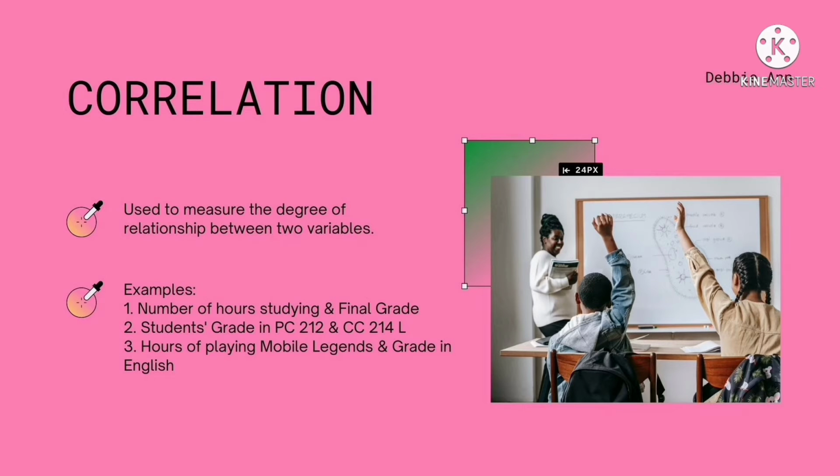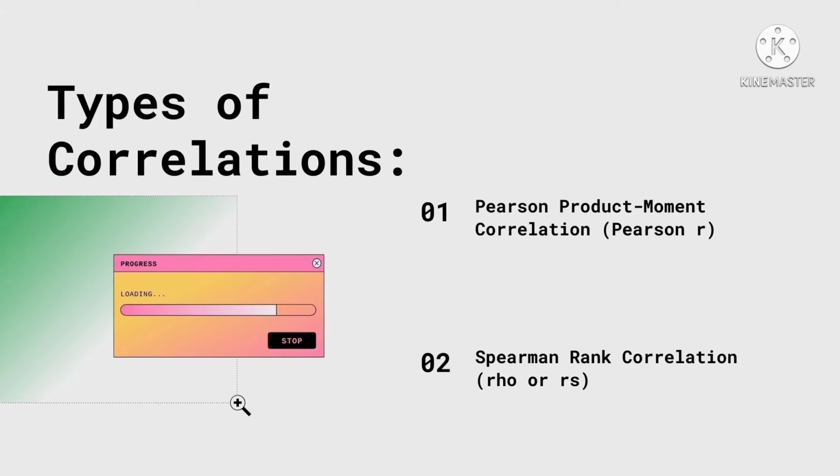My topic is Correlation Analysis using Spearman Rho from Group A. Correlation is used to measure the degree of relationship between two variables. Examples: number of hours studying and final grade, students' grades in PC212 and CC214L, hours of playing Mobile Legends and grade in English. Types of correlations: 1. Pearson product moment correlation, Pearson r. 2. Spearman rank correlation, Rho or r sub s.